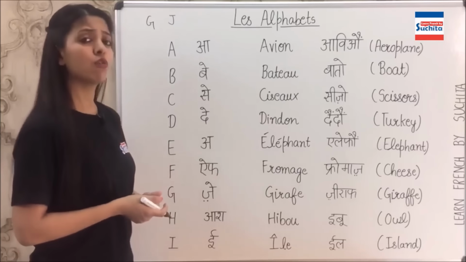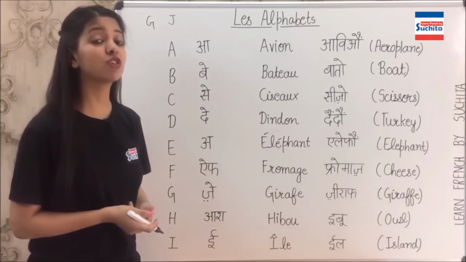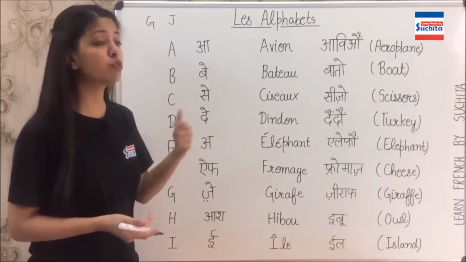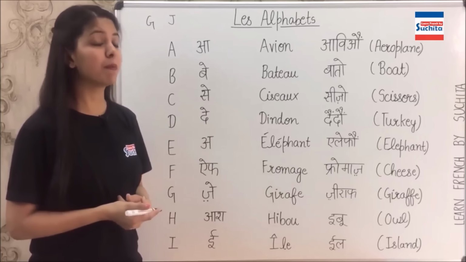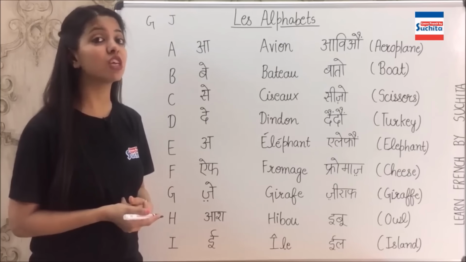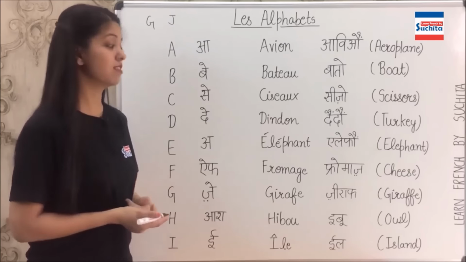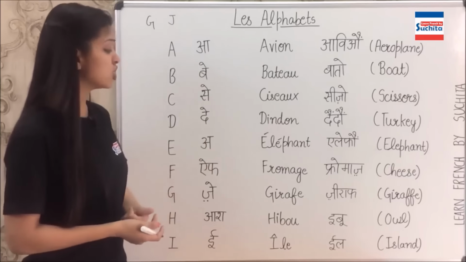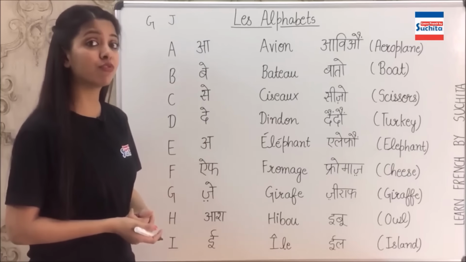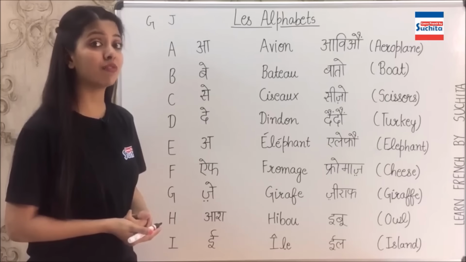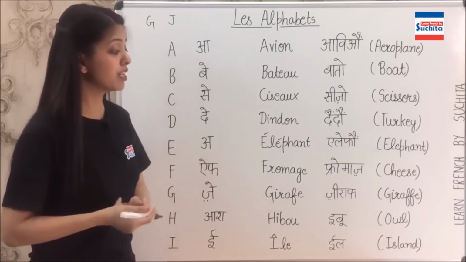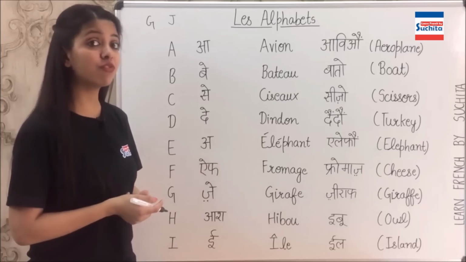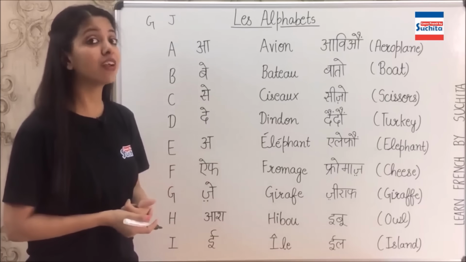The next is F. F for fromage. The pronunciation is fromage, which means cheese. Remember, France is very famous for its cheese and its wines. So fromage, cheese. The next is G. Girafe. Repeat after me. The pronunciation is girafe and the meaning is giraffe.